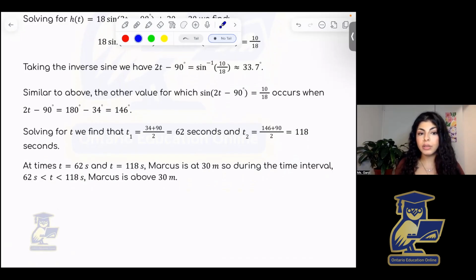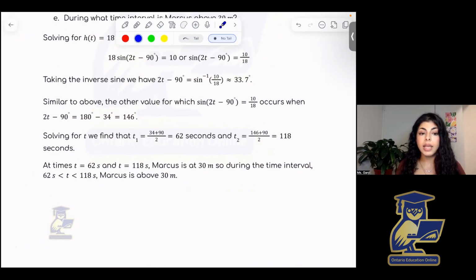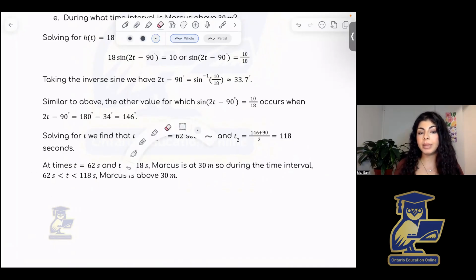And it is not inclusive of those times because we're asked for the height above 30 meters. Whereas if you were asked at what time is he 30 meters or higher, then you can consider the range to be inclusive of those times as well.